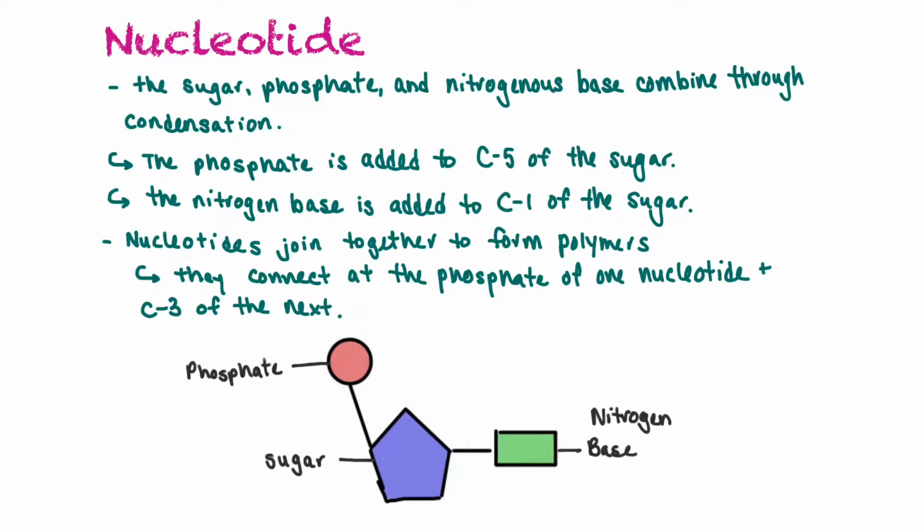Nucleotides usually don't exist alone. They join together to form polymers. They connect at the phosphate of one nucleotide, up here, and then the next one would combine down at carbon 3 of the next nucleotide. So it just keeps repeating over and over again.